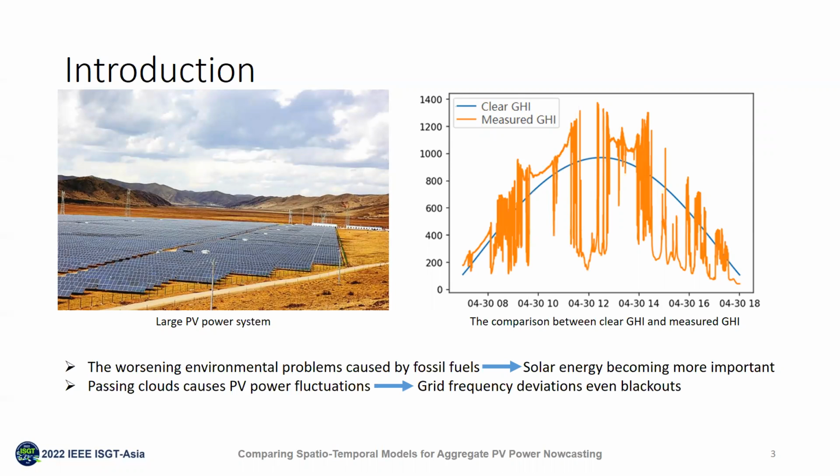Because of using fossil fuels, the environmental problems are worsening. People now promote developing renewable energy, especially solar energy. However, passing clouds could cause PV power fluctuations. In this figure, we can see that the blue curve is the clear-sky global horizontal irradiance, and the yellow curve is the measured GHI. Therefore, if we directly integrate this PV power into the grid, it will cause grid frequency deviations, even blackouts. To solve these problems, there are 2 methods.